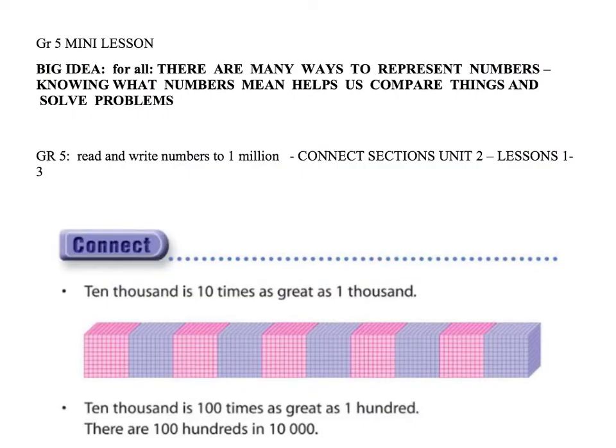All right, our big idea for today: there are many ways to represent numbers. Representing numbers is showing them. And knowing what numbers mean helps us to compare things and solve problems. So having an idea of what that number means, the amount. Today we are going to be reading and writing numbers to 1 million. We are looking in the Connect section of Unit 2, lessons 1, 2, 3. So this is over a few lessons, and it will actually be over a couple videos as well.